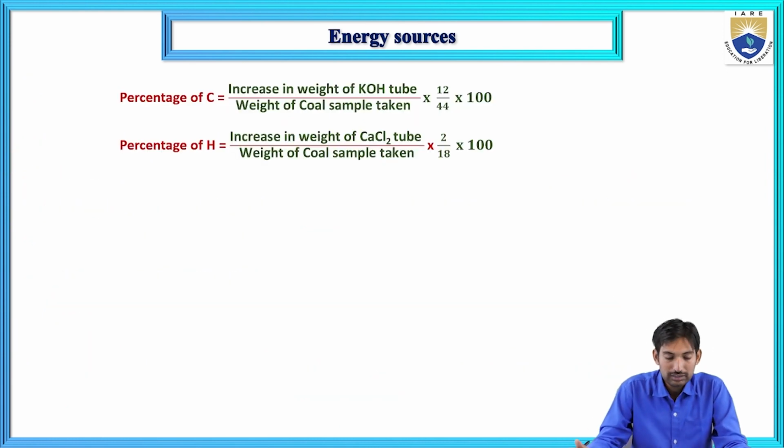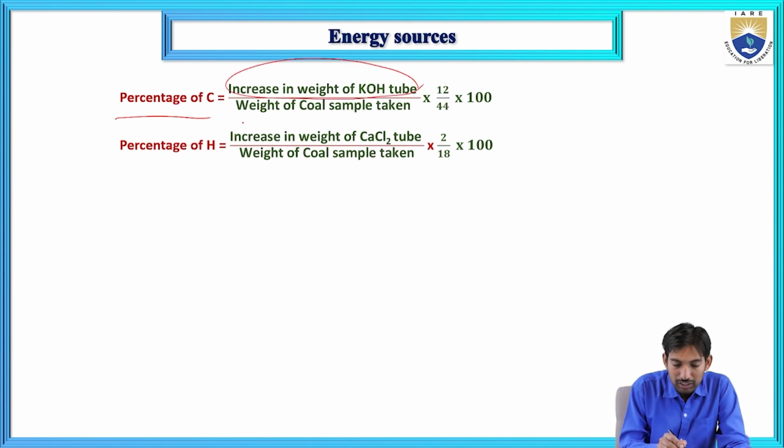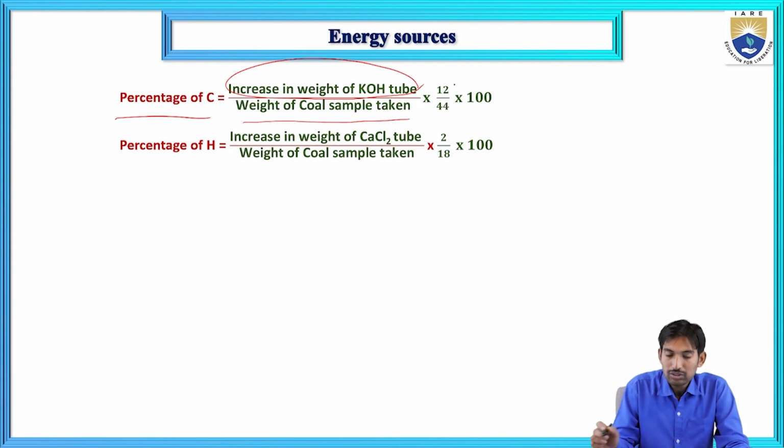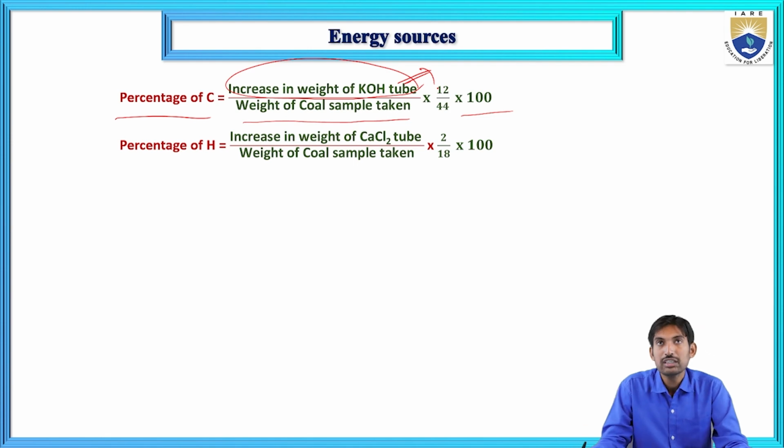This is the formula for the percentage of carbon: increase in weight of KOH tube divided by weight of coal sample taken, into 12 by 44, into 100. Why does the weight of the KOH tube increase? Because of the CO2 absorbed by the KOH.